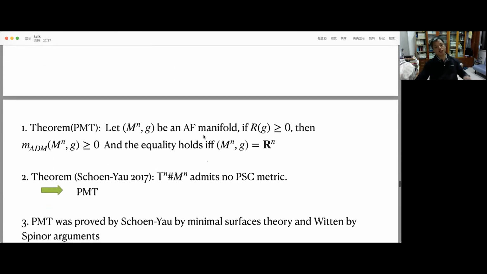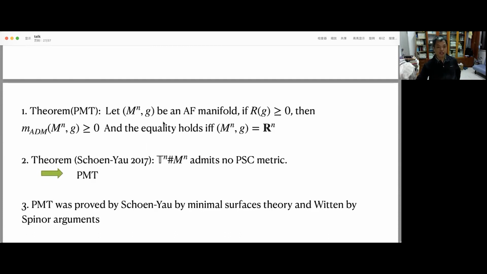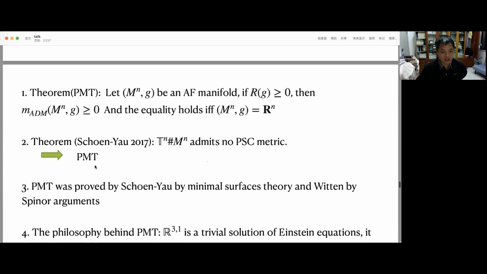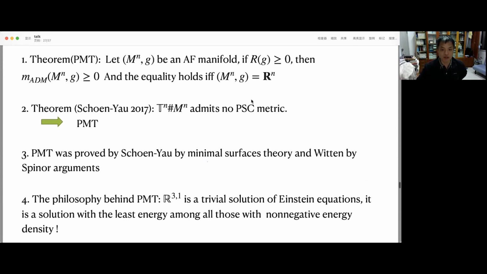Now we can formulate the positive mass theorem. Now let (M, g) be an asymptotically flat manifold. If the scalar curvature is non-negative, then the ADM mass must be non-negative. And equality holds if and only if (M, g) is isometric to Euclidean space. Now five years ago, Schoen and Yau proved that such a kind of manifold admits no positive scalar curvature metric, which implies the positive mass theorem. And this was also proved by Witten, if we assume that M is spin.